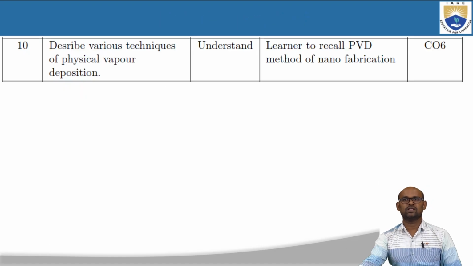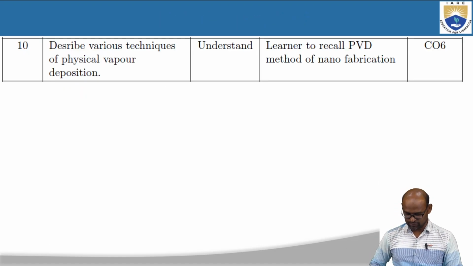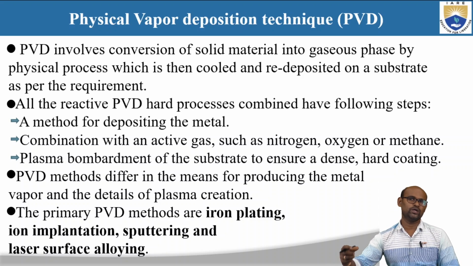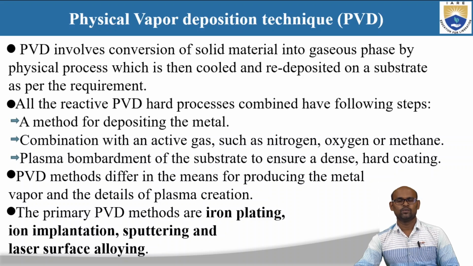Okay. So describe various techniques of physical vapor deposition. Physical vapor deposition involves conversion of solid material into gaseous phase by physical process, which is then cooled and redeposited onto a substrate as per the requirement. So in physical vapor deposition, basically first we are going to take a solid material, and then we are going to heat this solid material where the solid will convert into gas, and then we are going to deposit these gas particles onto a substrate to form this material.